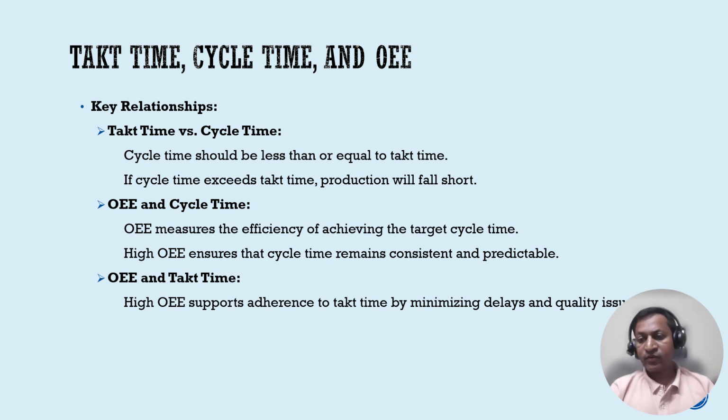OEE and cycle time: OEE measures the efficiency of achieving the target cycle time, which is also very essential to meet the ongoing demand. High OEE ensures that cycle time remains consistent and predictable, since it bridges the gap between ideal cycle time and actual cycle time and gives predictable outcomes from production operations. OEE and TAKT time: high OEE supports adherence to TAKT time by minimizing delays and quality issues. High OEE gives predictable results or outcomes.